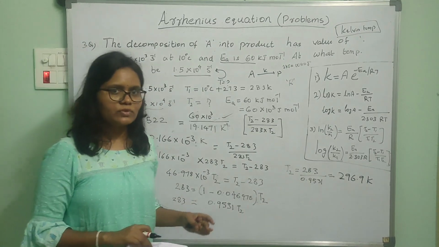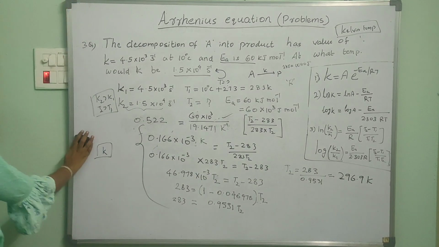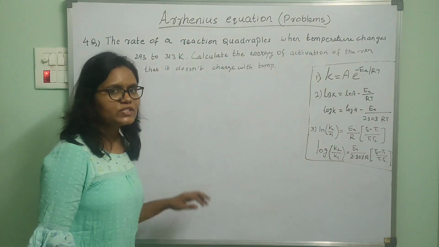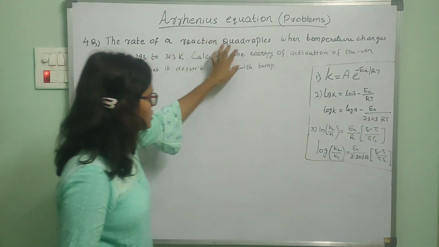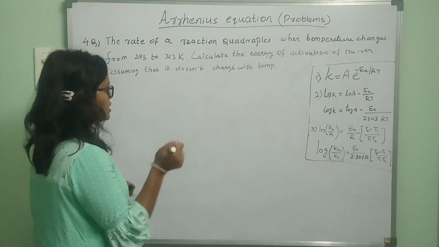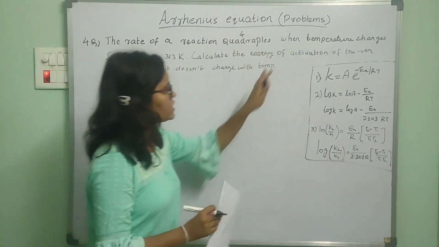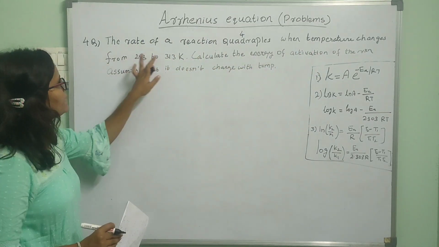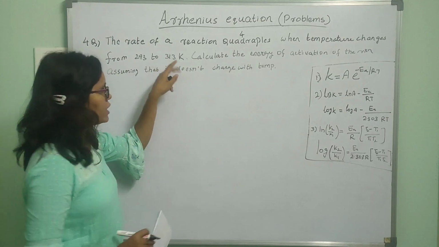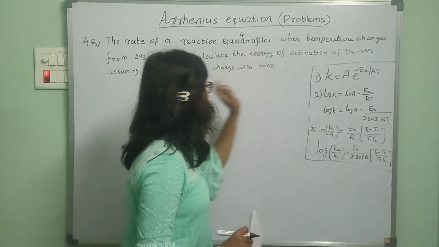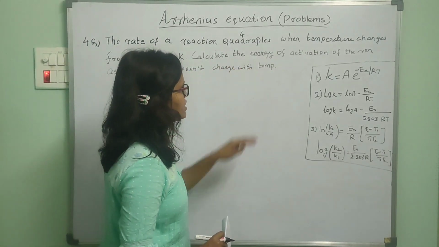Now we move on to the fourth problem. Let us solve this fourth problem. So the question is, the rate of a reaction quadruples. Quadruples means it becomes 4 times. Okay. The rate of the reaction quadruples when the temperature changes from 293 to 313 Kelvin. So the difference is 20 Kelvin. Okay. Calculate the energy of activation of the reaction assuming that it does not change with temperature.